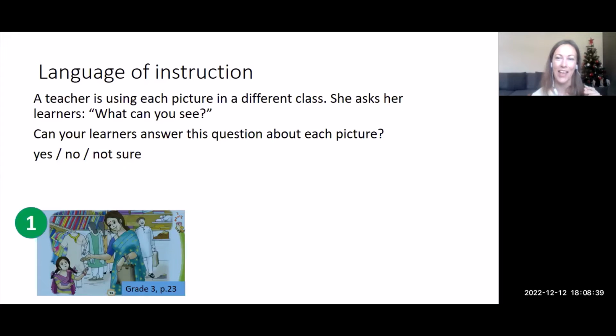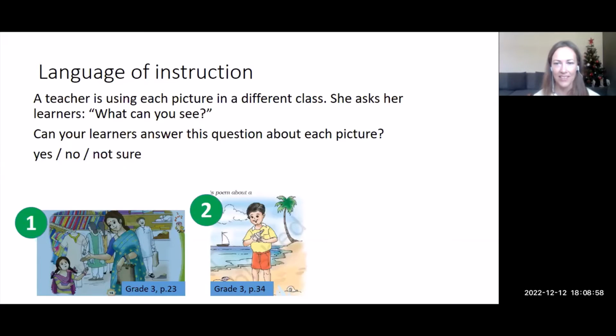Yeah, a few words might come out, Rashmi. Yes, understood. Okay, so everybody is saying yes to this one. I wonder what they would say. Okay, here's the second one. What can they see in the picture? Can they answer this?